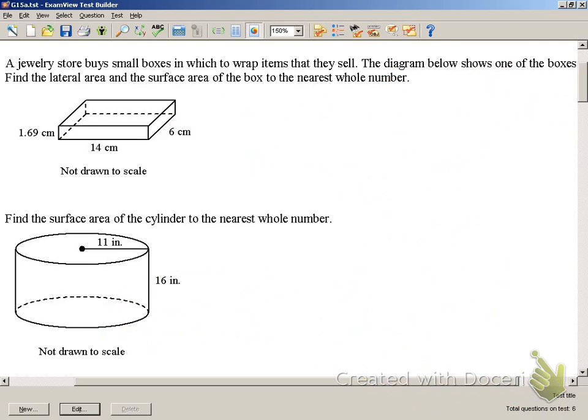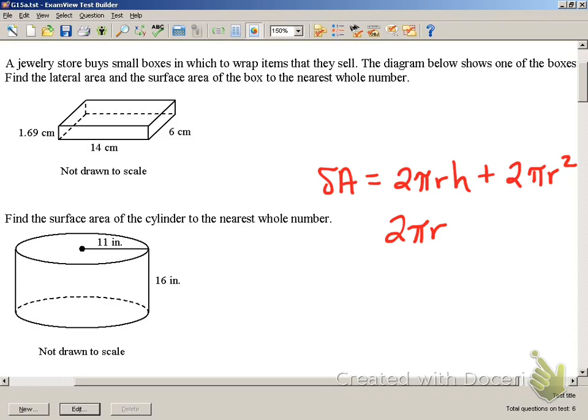And now number 2. Find the surface area of the cylinder to the nearest whole number. This is a cylinder. It tells us that. So the surface area for a cylinder is 2 pi r h plus 2 pi r squared. And I know we've had a condensed formula, but either way works. So we plug in what we know. And that condensed formula would be this, if you do not remember. Either one works, doesn't matter.